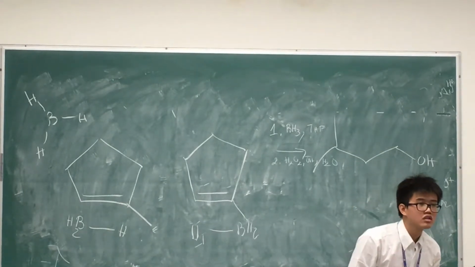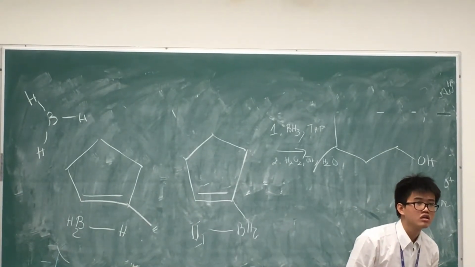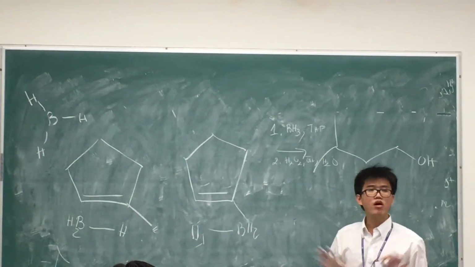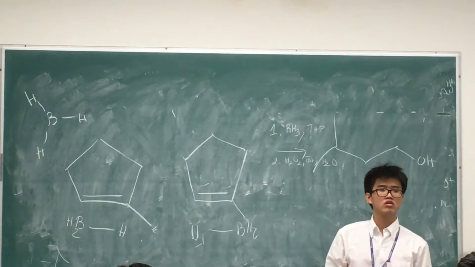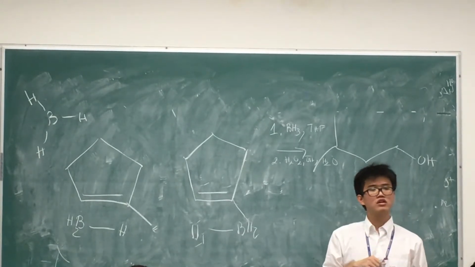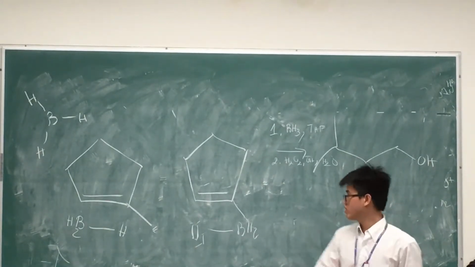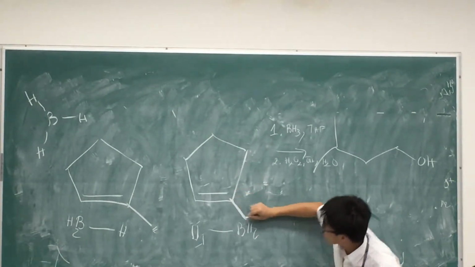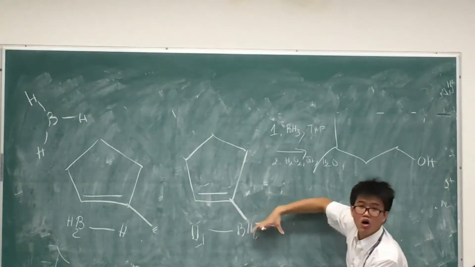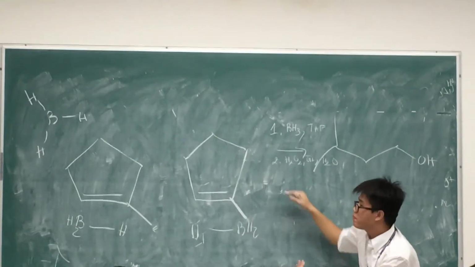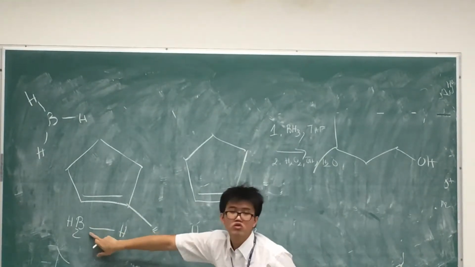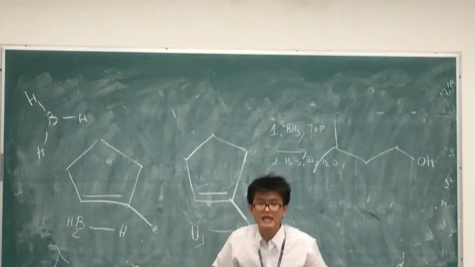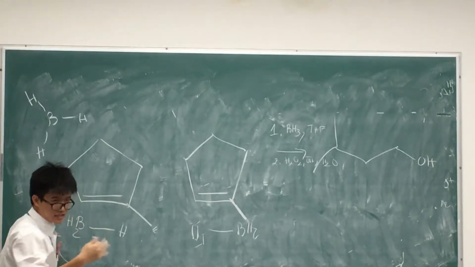Why left? Eunice? Why do you think the left one is more stable or more feasible? Andre? There's less steric hindrance. The boron is huge. And look at this way. This one has a CH3 group, so a lot of steric hindrance. So the B will prefer to form at the less substituted carbon, right? Less steric hindrance.